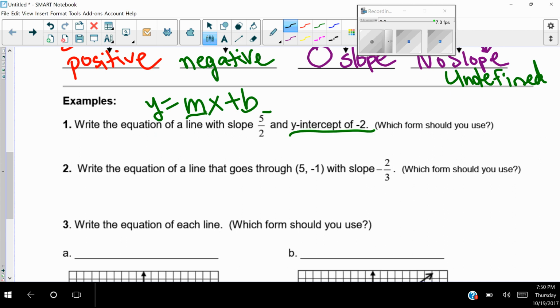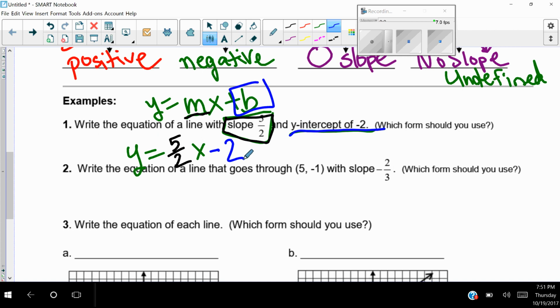My m is the slope, which is 5 over 2. And our y-intercept is negative 2, which is our b. So those are the things that we're going to plug in. So my y, do that in green. Y equals, my m is 5 over 2 times x plus negative 2, or since it's negative 2, I can say minus 2. Same thing. Write the equation of a line that goes through this point. This is a point in an ordered pair with this slope.